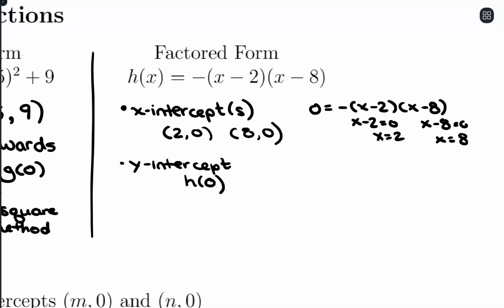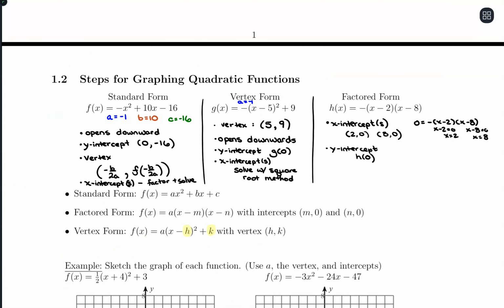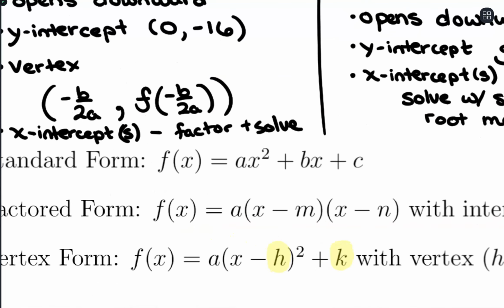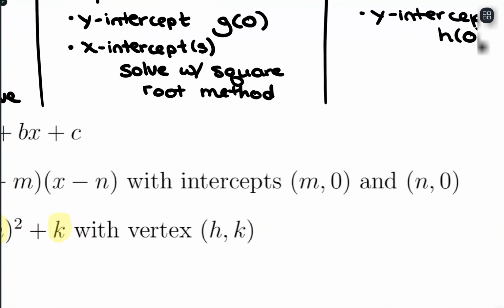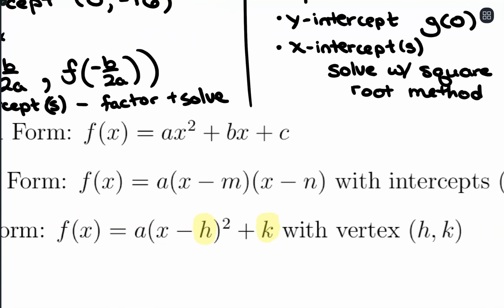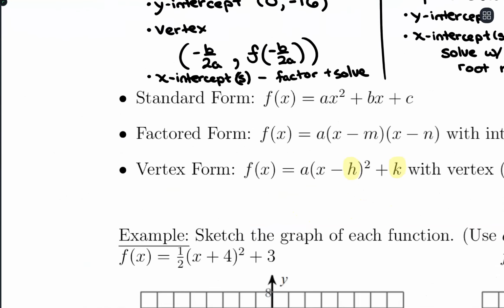So the factored form is nice for limited uses here, but basically with quadratics, those are the different forms we could see coming through. Standard form, ax squared plus bx plus c. Factored form shows you the intercepts that are occurring, and then the vertex form shows the vertex.